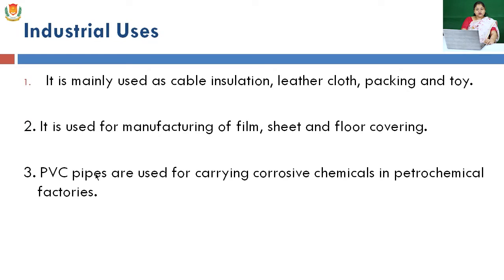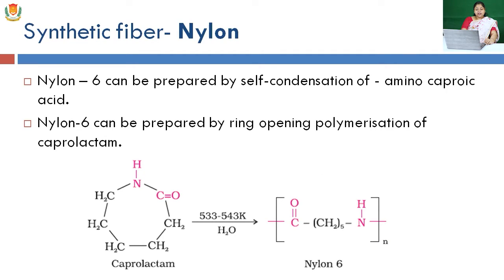The industrial use of PVC: it is used as cable insulator, leather cloth, packing and toys. It is used for manufacturing thin films, sheets and floor covering. PVC pipes are used for carrying corrosive chemicals in petrochemical factories.